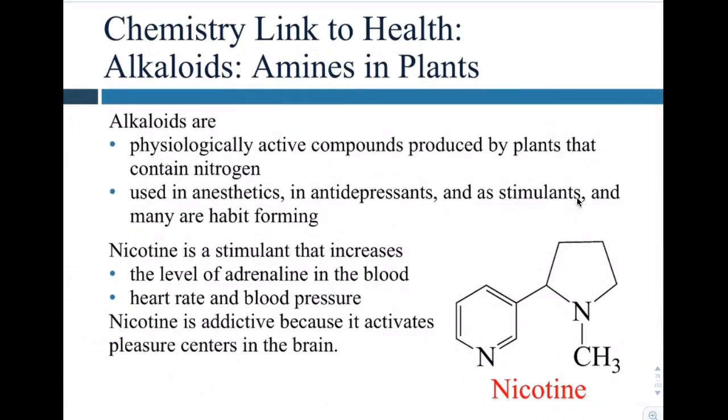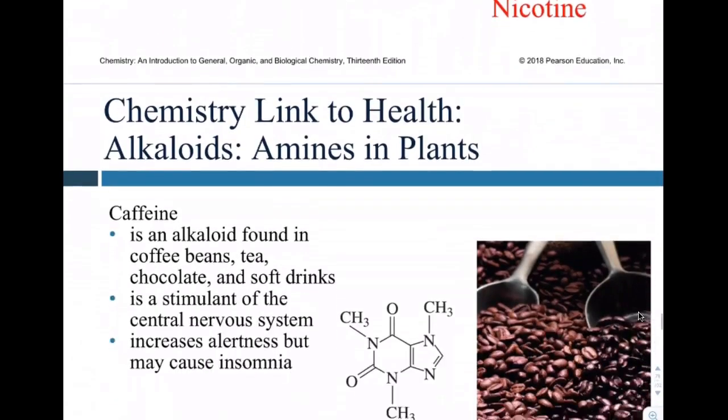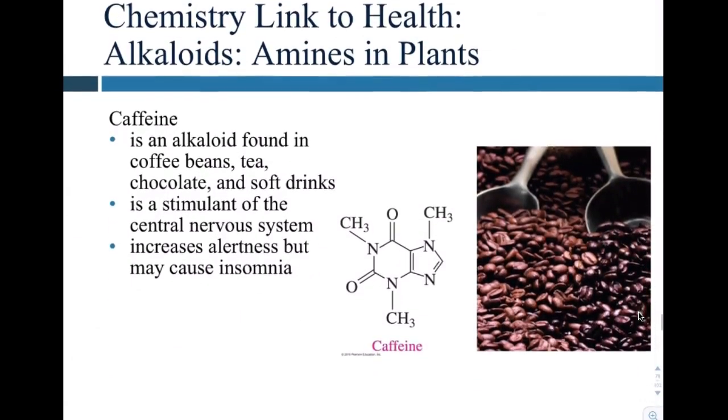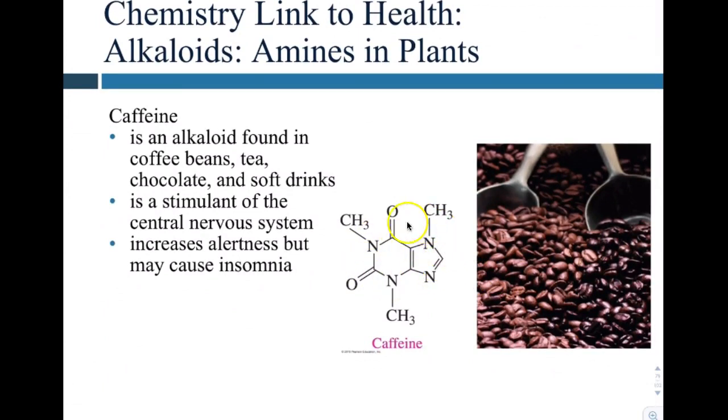So amines in plants, any plants that contain nitrogen, are called alkaloids. Nicotine is an example of an alkaloid. Look at those amines. Don't worry about the amines with the Ns inside the benzene ring. But this one right here, over on the right, definitely. Look at that guy. Caffeine. Look at all those Ns. Those are alkaloids. So anytime you have an alkaloid, you have a nitrogen containing compound in a plant. There's caffeine.